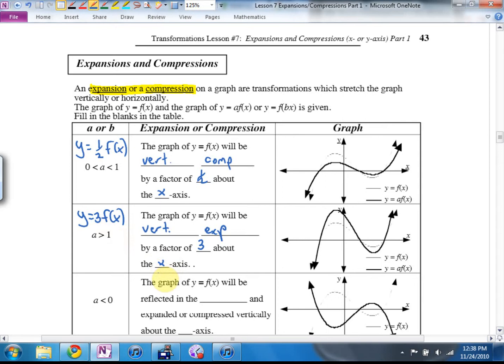Okay, the general template is this: y equals a f of x. So it's really by a factor of a. Yes. But can you see this graph here? Taller.